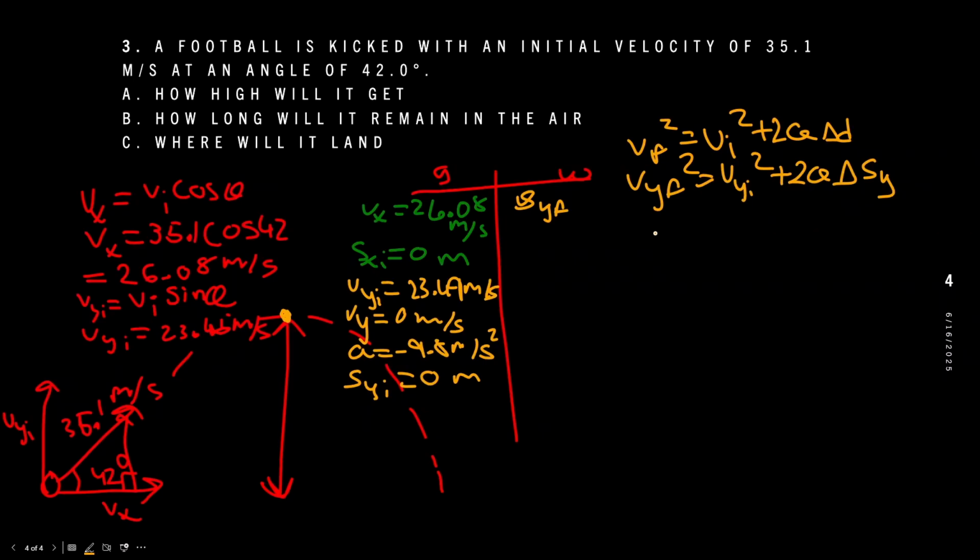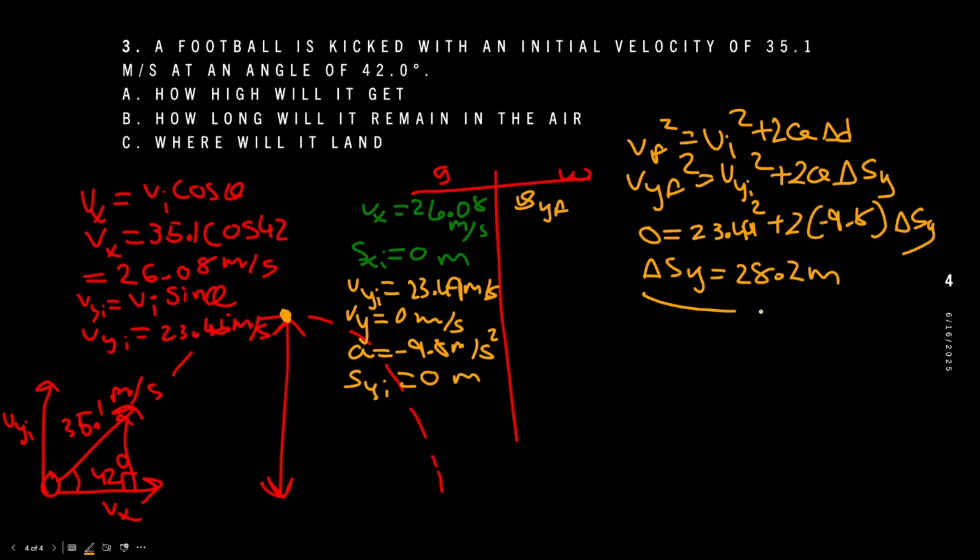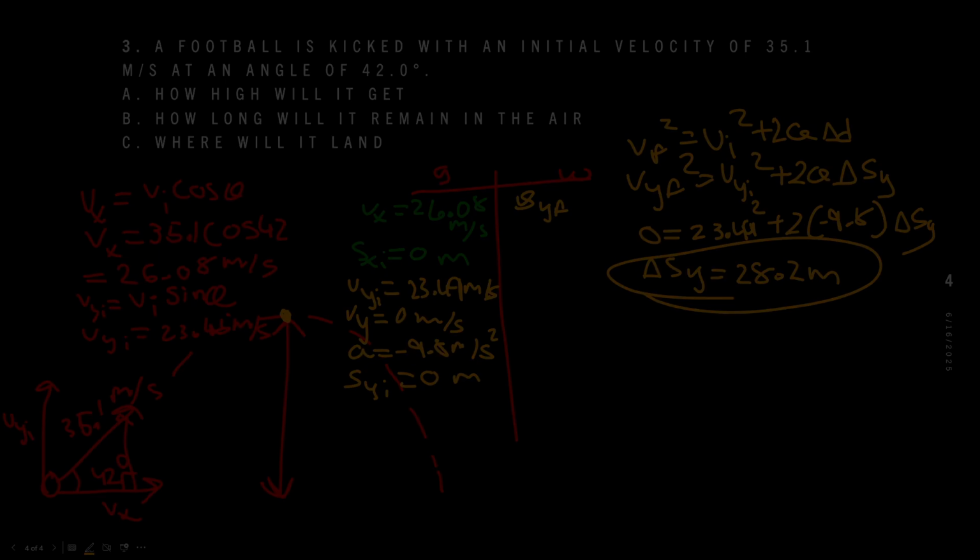So then we could plug in our values. So Vyf is 0, Vyi is 23.49, then squared, plus 2 times negative 9.8 times delta Sy. So delta Sy equals 28.2 meters, and that's our answer for the first part.